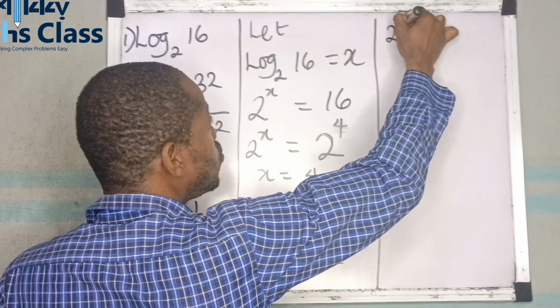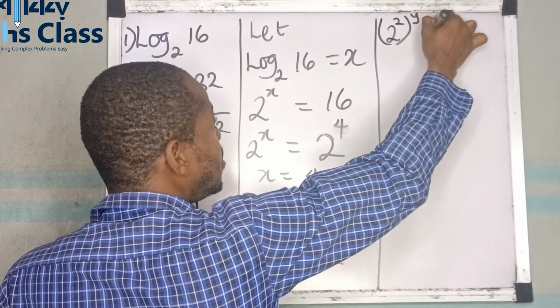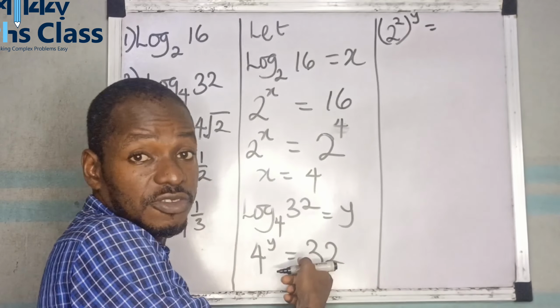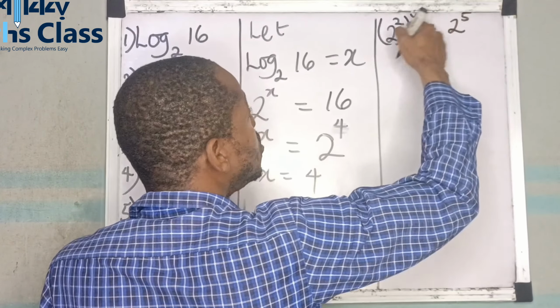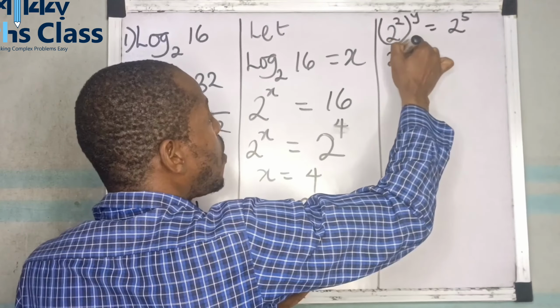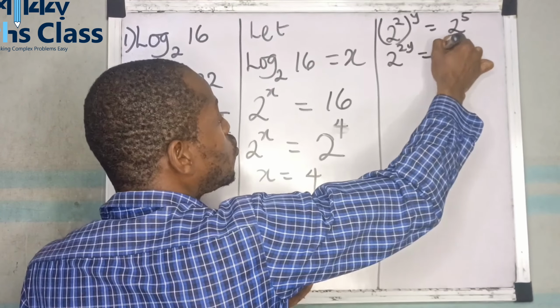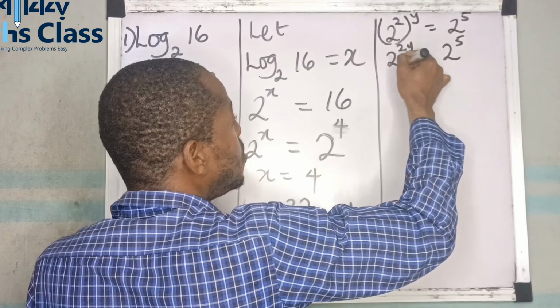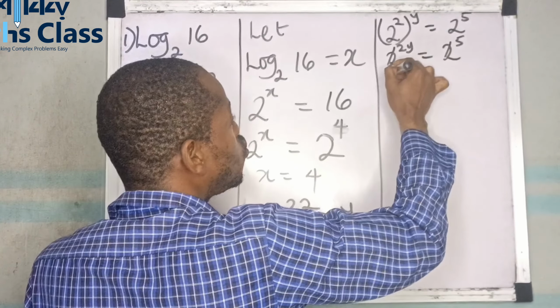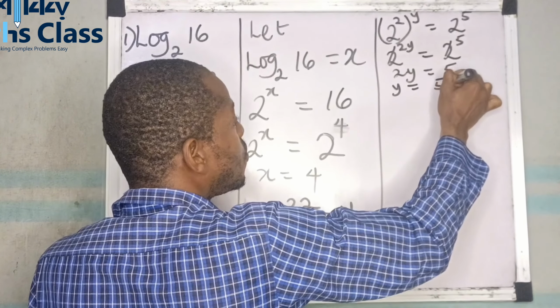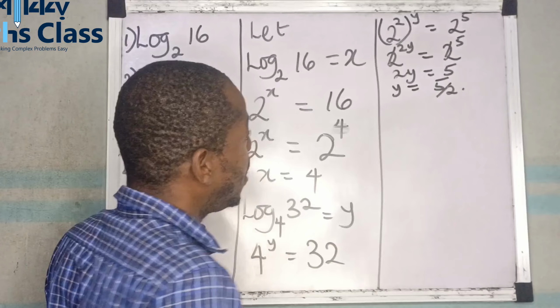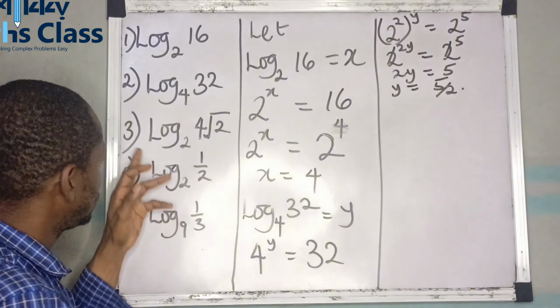2 to the power of 2, with your y there, equals 32, which can be expressed as 2 to the power of 5. So 2 times y, that's 2 to the power of 2y, equals 2 to the power of 5. From here, this and this will go off. So 2y equals 5. y equals 5 over 2. And let's look at this one.